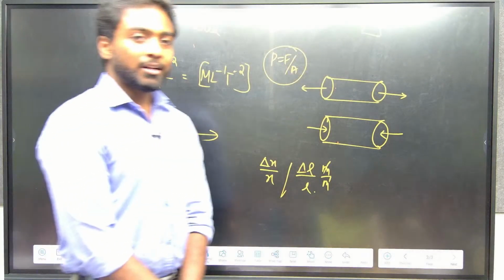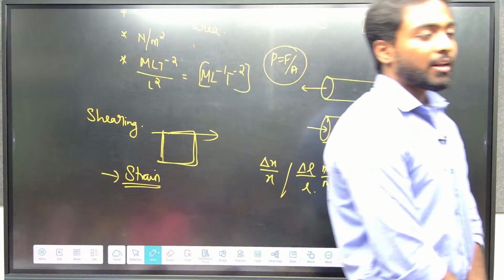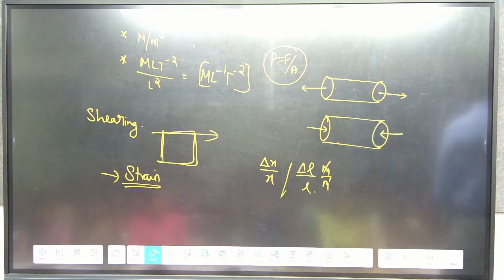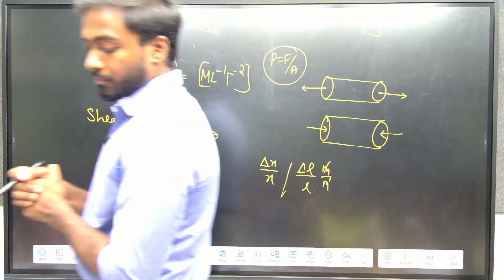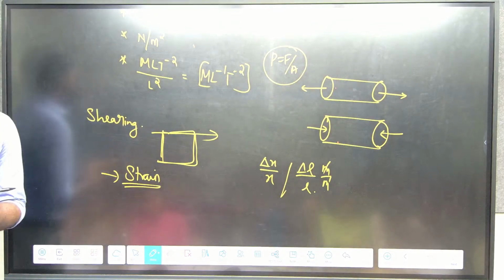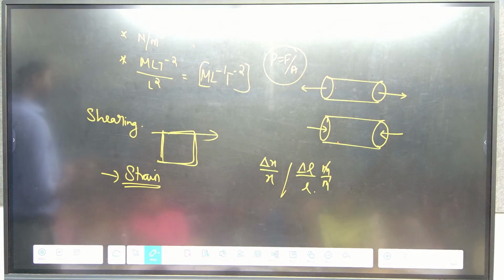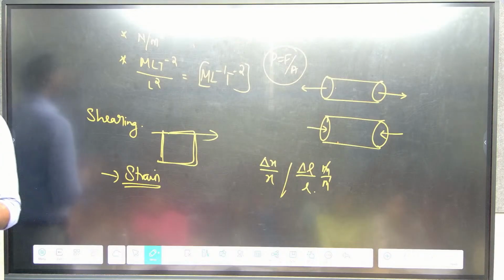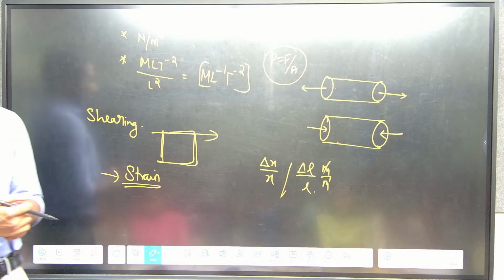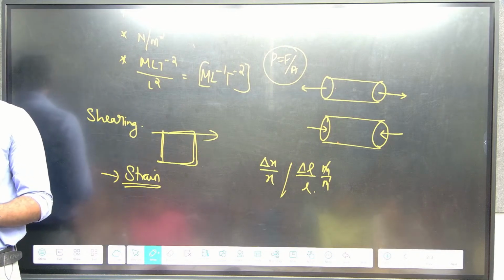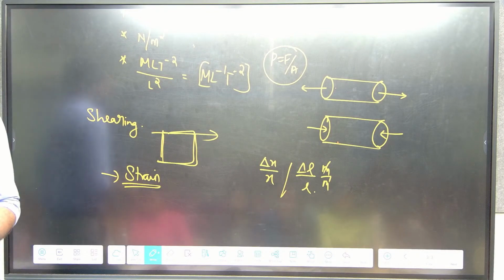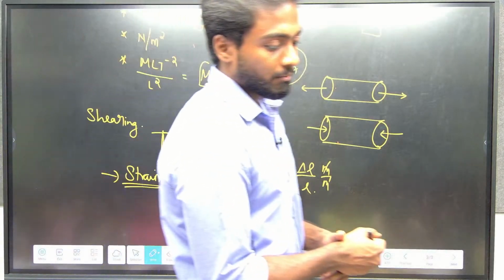The formula is delta x by x. Second one: normal means it is acting perpendicularly, either compressive or tensile, whatever it is. Okay. The second one is tangential or shear. Right, tangential or shear.